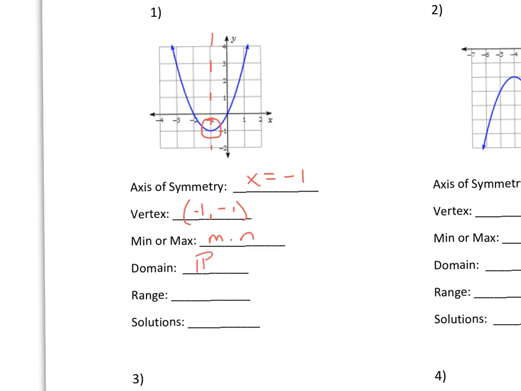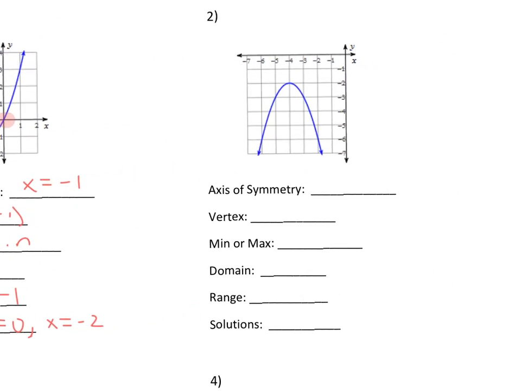Your domain is always all reals. Your range is y. Since this is going up, it's greater than or equal. And then again, you're looking at what is the lowest level that we're at here. In this case, it would be -1, or you can just pull it straight from here. So y is greater than or equal to -1. Your solutions are again where it crosses the x-axis. So it is crossing at 0, so x equals 0, and it's crossing at -2, so x equals -2.